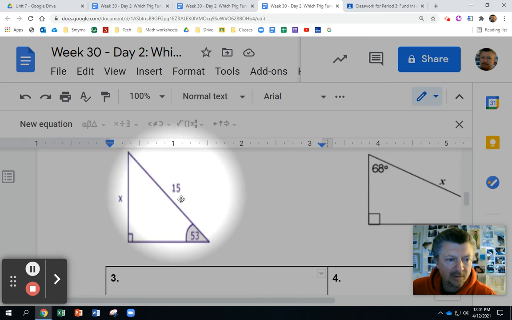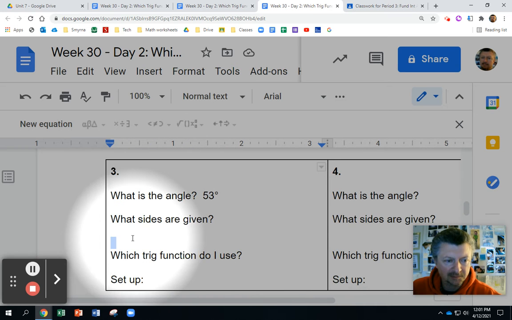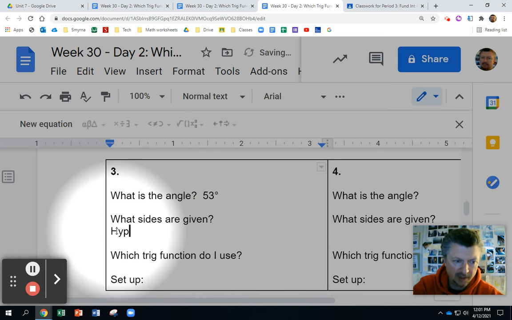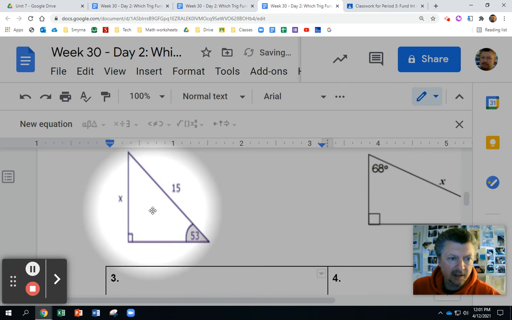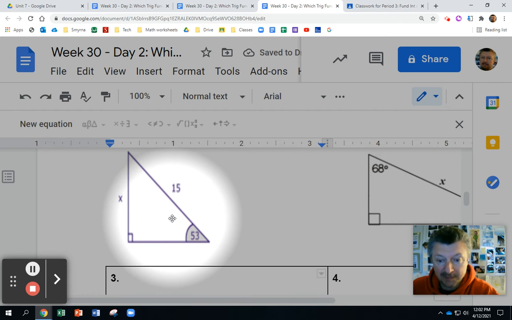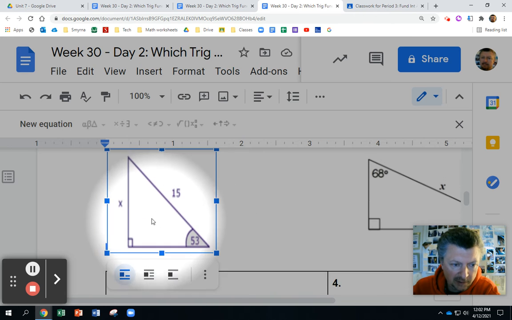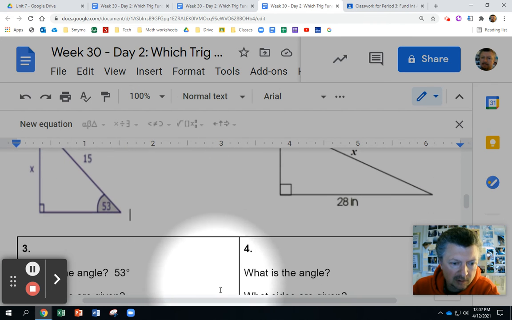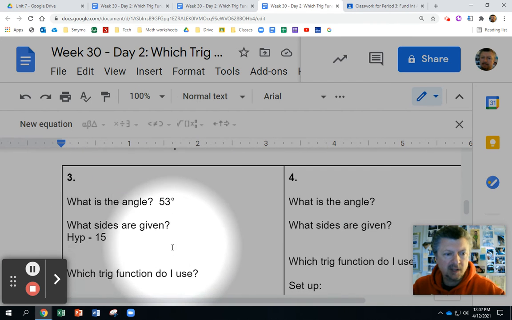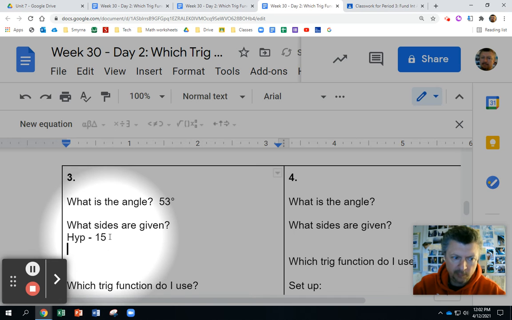So 15 is the hypotenuse. HYP is 15. And the x is across from the 53. So that's the opposite side. It's on the opposite side from the angle we're dealing with. 53 is the angle we're dealing with. So x is OPP, opposite.